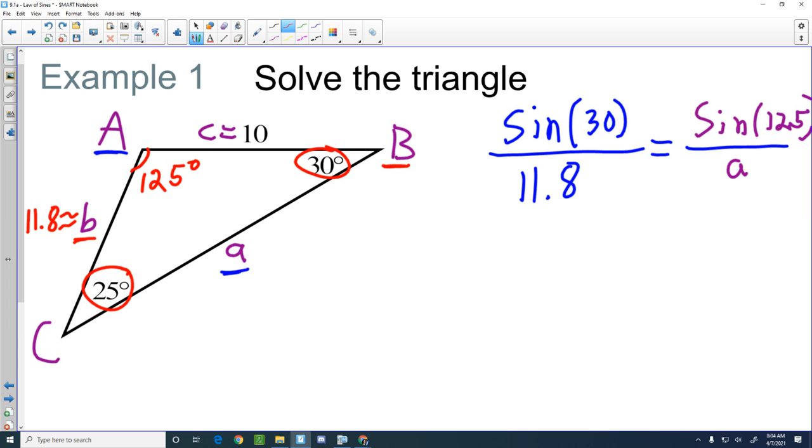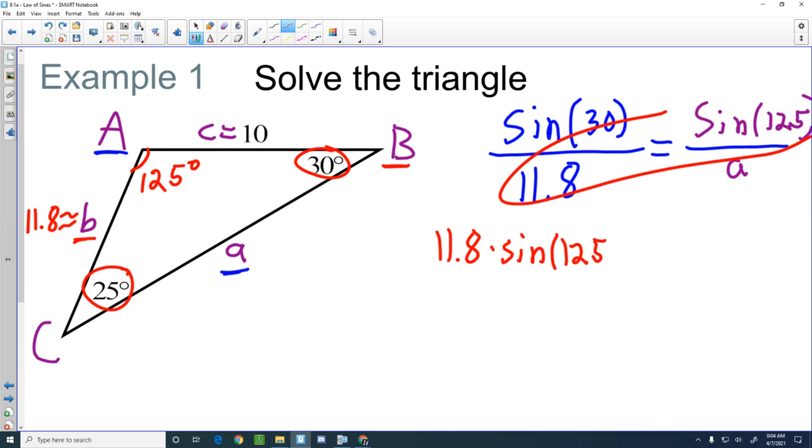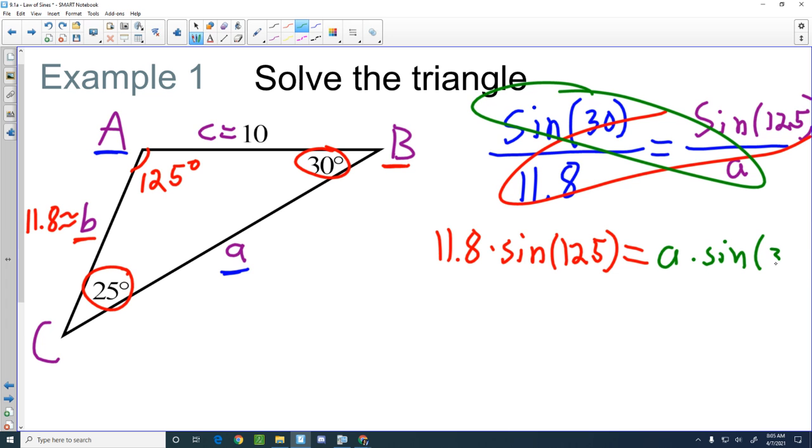At this point, I've got two fractions equal to each other. We just use cross multiplication. So everybody, you should all be able to do this pretty easily. Just crisscross applesauce. Take one diagonal. It should say 11.8 times the sine of 125 equals the opposite diagonal, A times sine of 30. Then to solve for A, just divide both sides by the sine of 30.